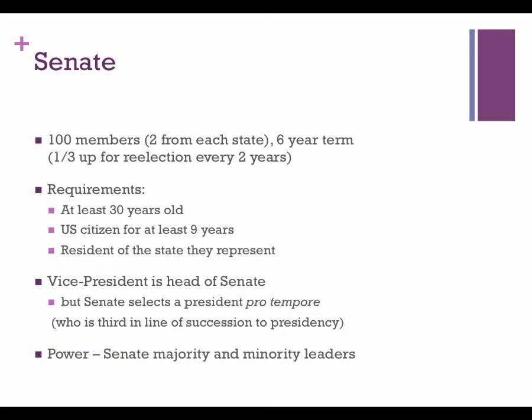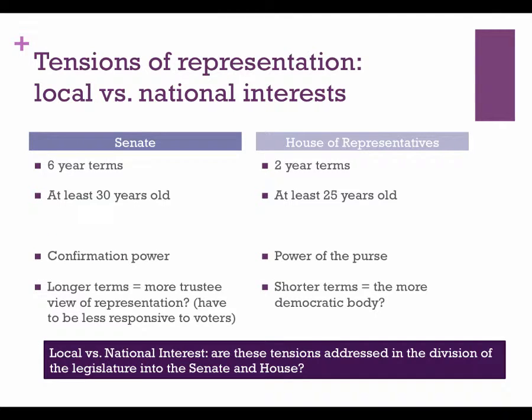So we've seen some differences, right? Now that we have a better understanding of the differences between the Senate and the House, how do these play a role in the tensions that I introduced in the first slide between local and national interests? So, for instance, the Senate has a 6-year term, right, and the House has a 2-year term.